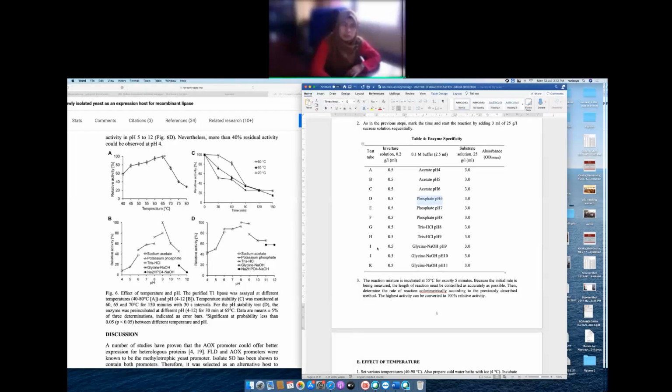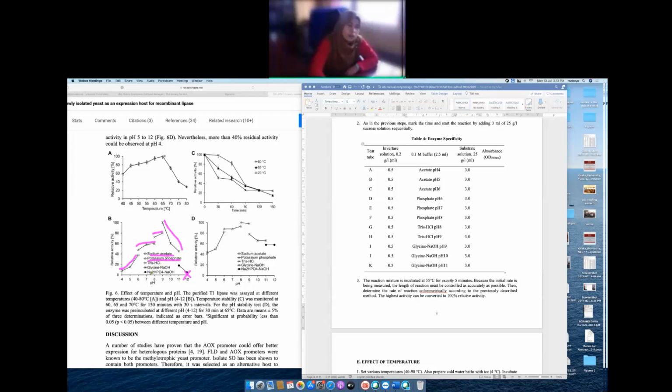Okay, for this case, thank you, Nani. We don't have until 12, so we don't have to prepare until 12. But you can see you plot the graph by using different series. I think it's different series, right? In your Excel, you can play around. This square box graph represents sodium acetate, and then the triangle is potassium phosphate, and then Tris-HCl, and then the asterisk with the glycine NaOH.